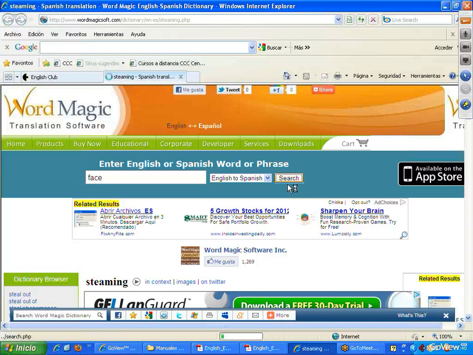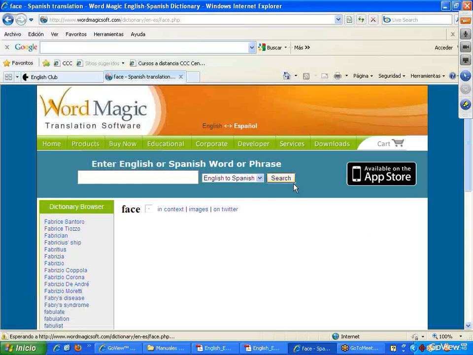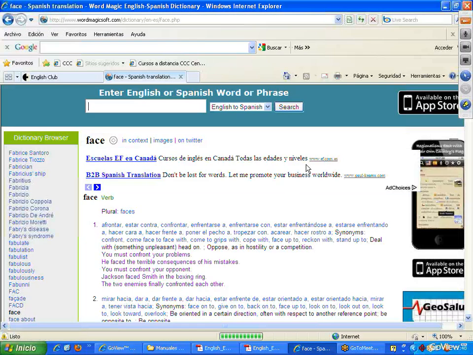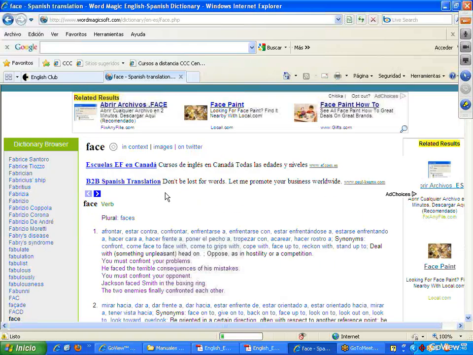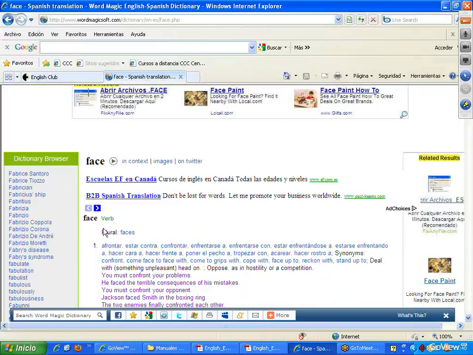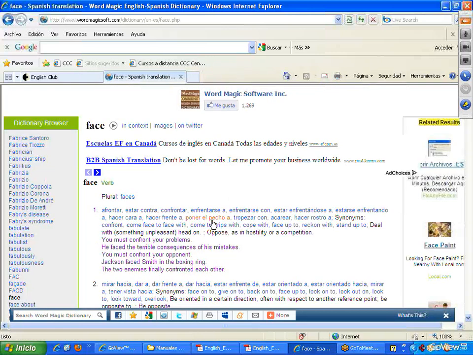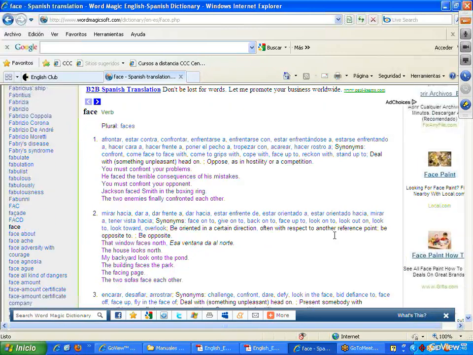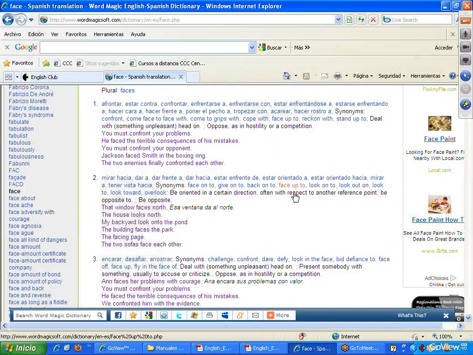We have face. And we have the translation. We have lots and lots of different ones. So we have verb, to face, afrontar. But we're looking for the noun. So somewhere down here, face, noun, cara. Cara. Okay? So we use the dictionary to look up the words that we don't know.